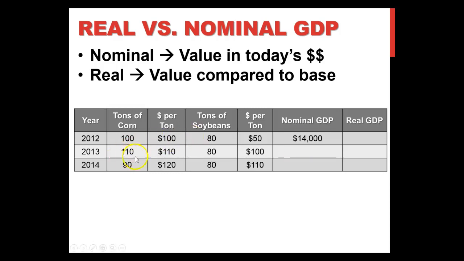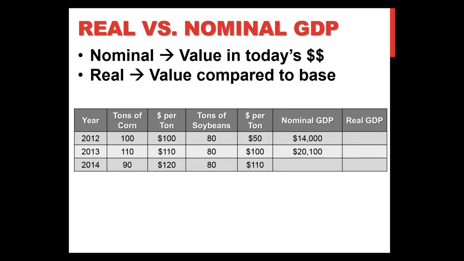We take the production in 2013, in this case 110 tons of corn, multiplied by the price of corn, $110 per ton. Add to that the cost of soybeans, so 80 tons of soybeans times 100, and that gives us a nominal GDP of $20,100. So in nominal terms, it looks like we've grown by a whole heck of a lot. In percentage terms, we've grown 43.57% in nominal terms from 2012 to 2013.